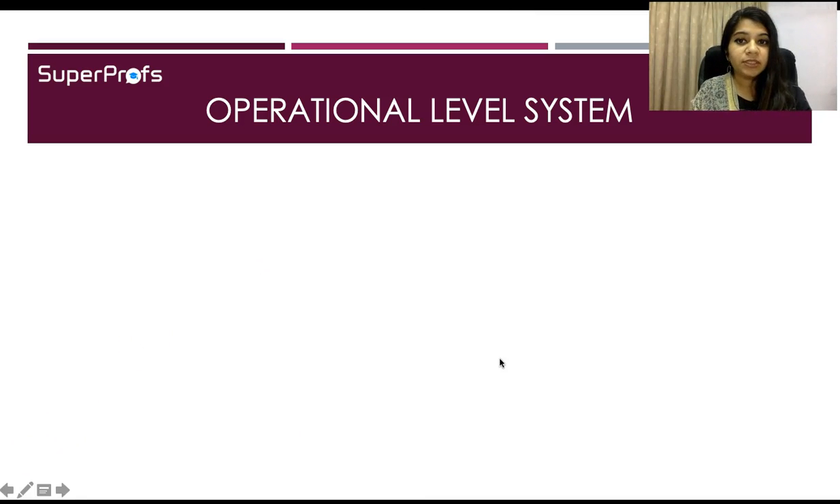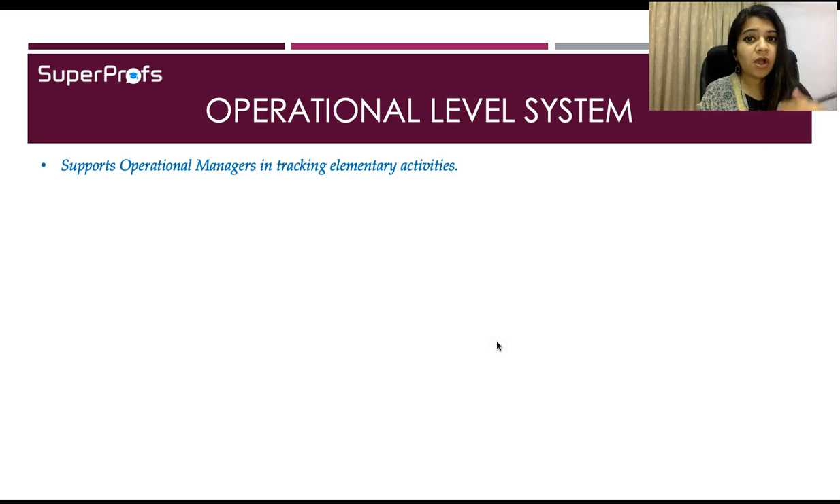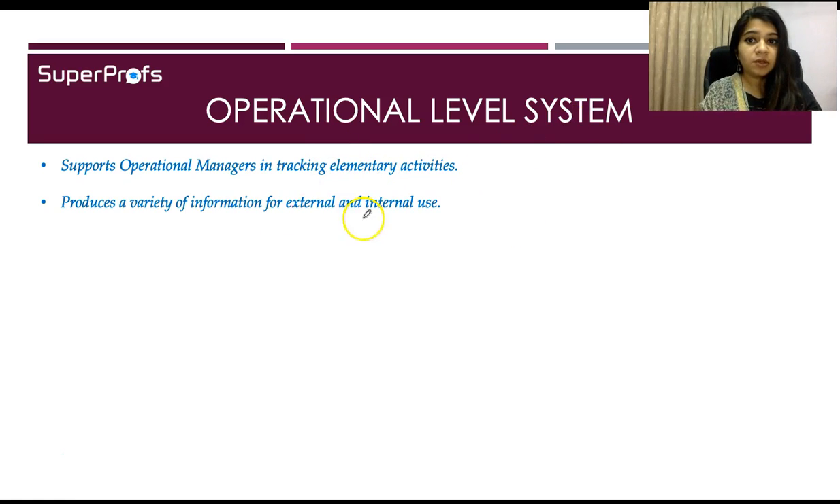The next one is the fourth level, which is the operational level system. Now, this is for your day-to-day activities or the very elementary activities. And it provides a variety of information for external as well as internal use.